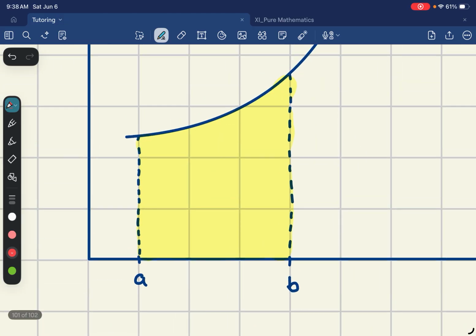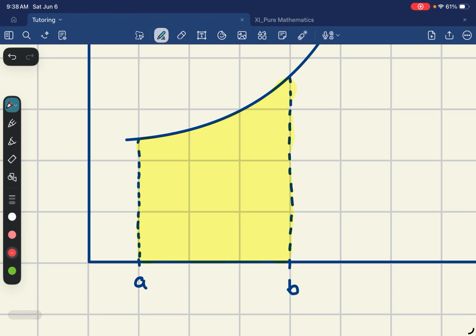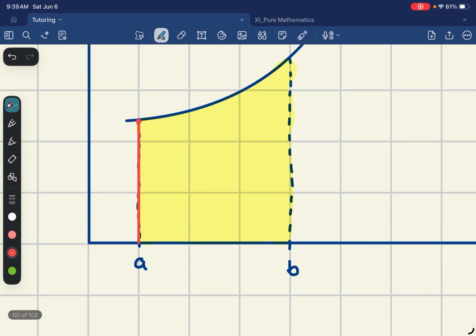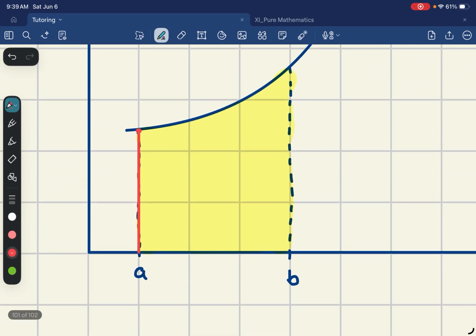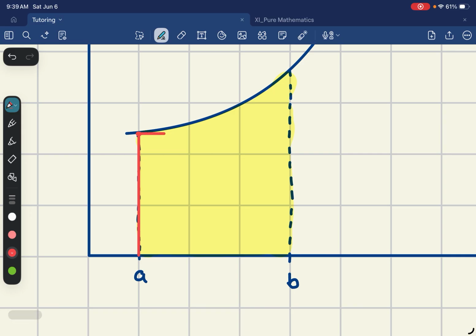To find the area, because I don't have any method to find it accurately, I can find an estimate. And to find an estimate, what I will do is draw a rectangle like this. The rectangle will touch the graph, y is equal to f of x. If you draw rectangles like this, you'll get an underestimate, right?